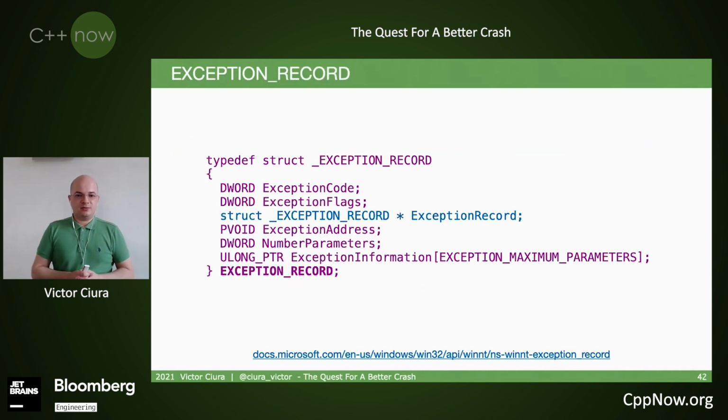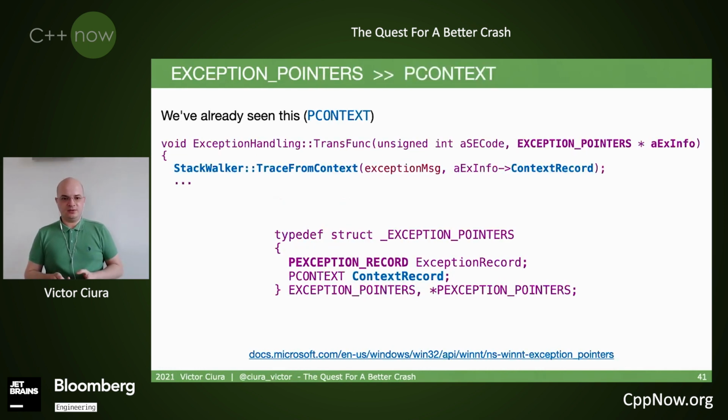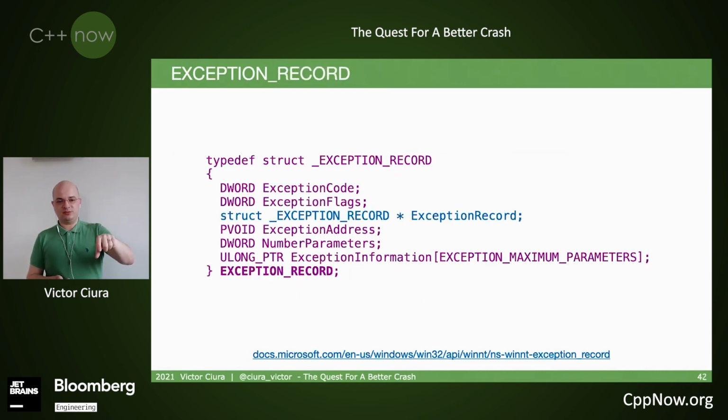And the exception record. By the way, they're very similar sounding structures, so don't get confused. This one is the exception pointer structure that the CRT gives us in the translation function. It contains an exception record and a context. The next structure we're going to see is the exception record, and it contains the exception code.